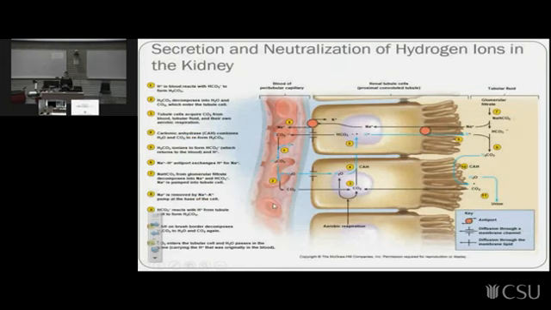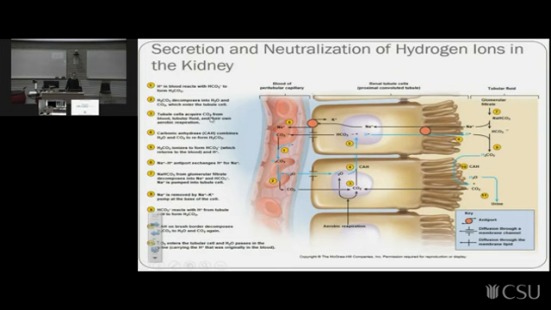Alright, the final slide is looking at the secretion and neutralization of hydrogen ions in the kidney. Hydrogen in the blood reacts with HCO3, which is the bicarbonate, to form H2CO3, which is carbonic acid. Carbonic acid decomposes into water and carbon dioxide, which then enters the tubule cell. The tubule cell here is the stream of epithelial cells running on the outside of the proximal and distal convoluted tubules.